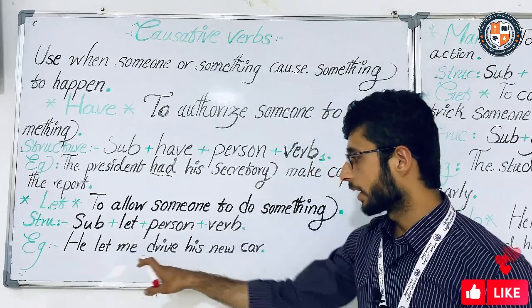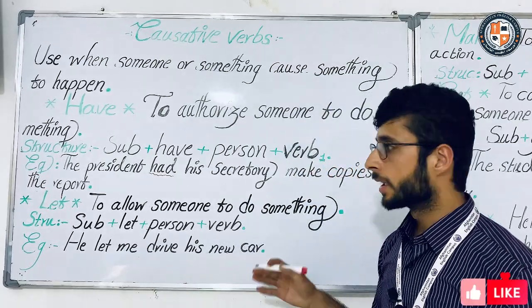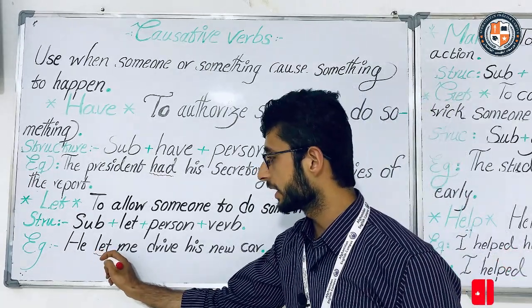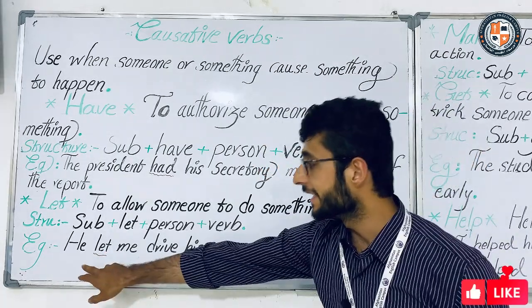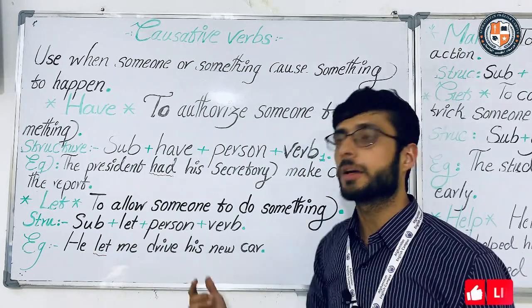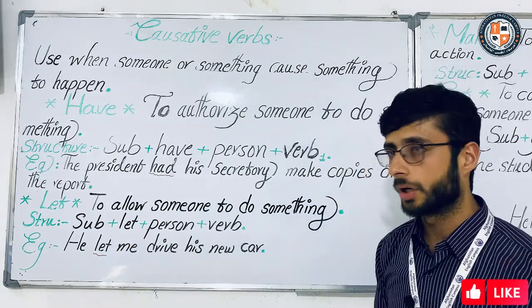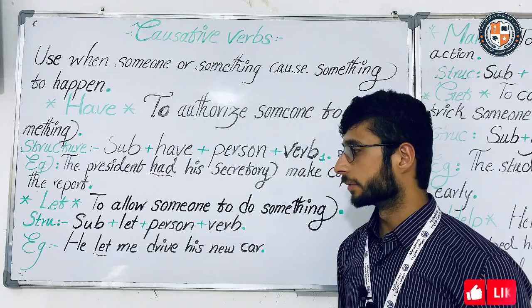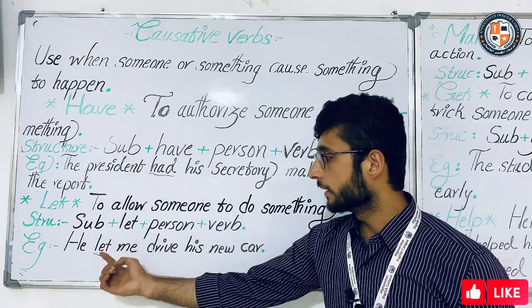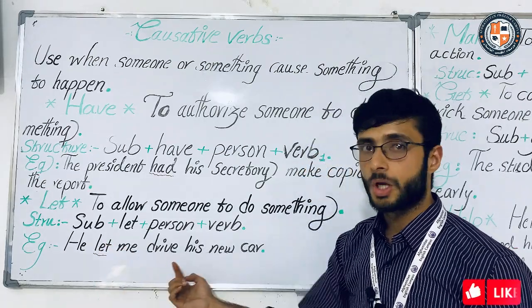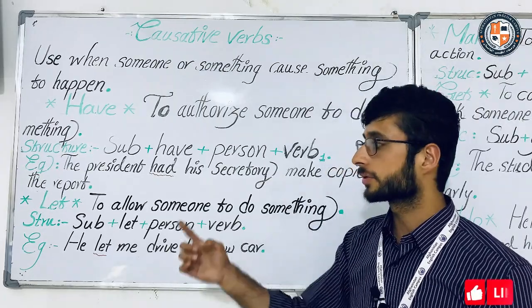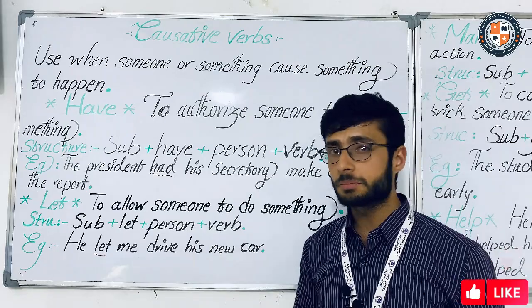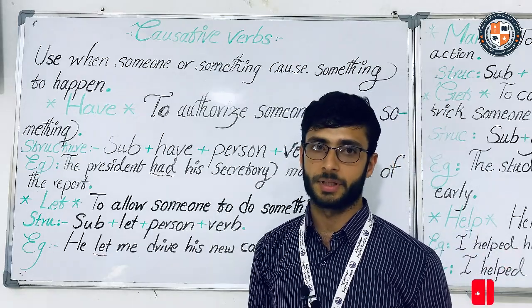He let me drive his new car. Now, what is the causative verb in here? Let is the causative verb. It means he allowed me to drive his new car. Or another example, I let my students write while I'm explaining. This is also a causative verb. Let means to allow someone to do something.